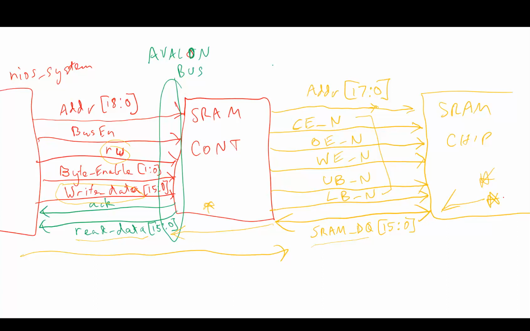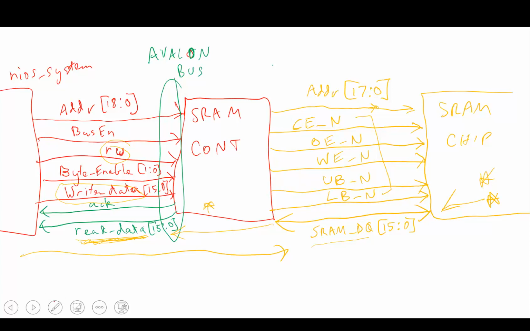So if you have done the test bench simulation of the SRAM controller using my test bench, you'll find that read data will become high impedance in that scenario because there is actually no chip on the other end driving that SRAM DQ signal back in that particular instance.